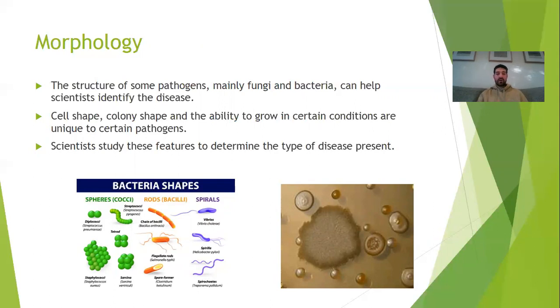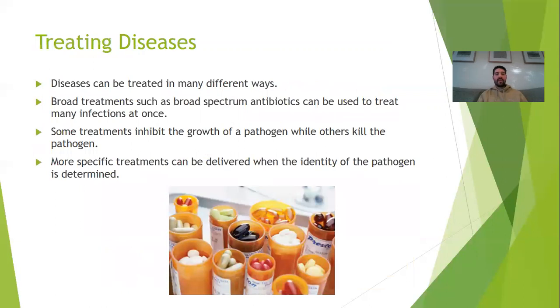Now, once the scientist knows what type of disease they're dealing with, that leads to treating diseases. And that obviously can be treated in many different ways. Sometimes we'll use broad spectrum treatments. Things like broad spectrum antibiotics will impact many bacteria at once. It's not very specific, but we're hoping that we're going to knock out what we want to. Otherwise, we use treatments that might inhibit the growth or the replication of a pathogen, or others will just straight out kill that pathogen.